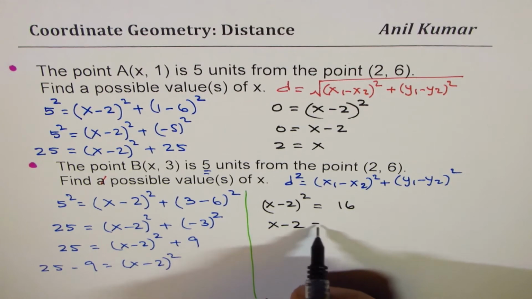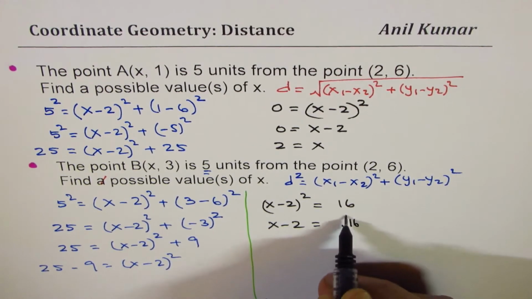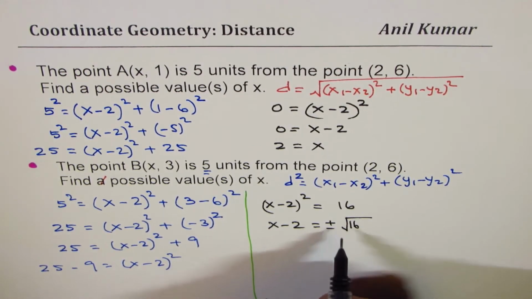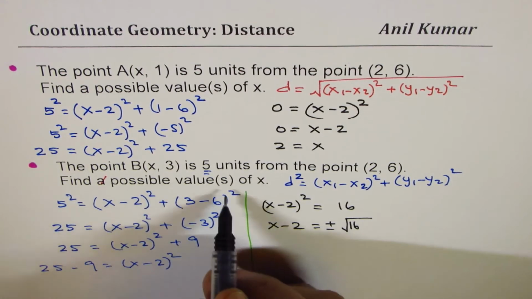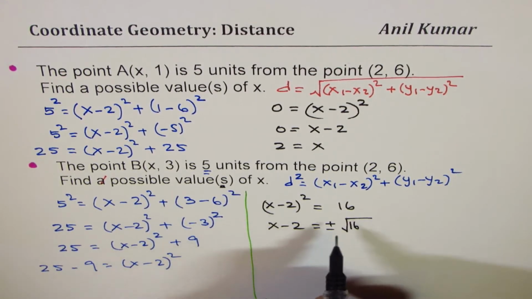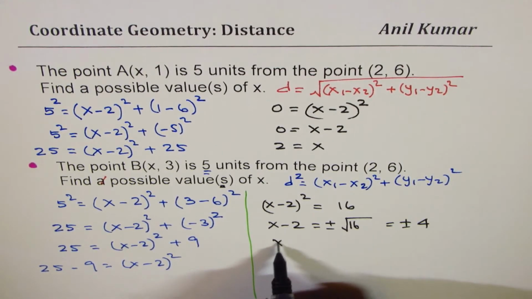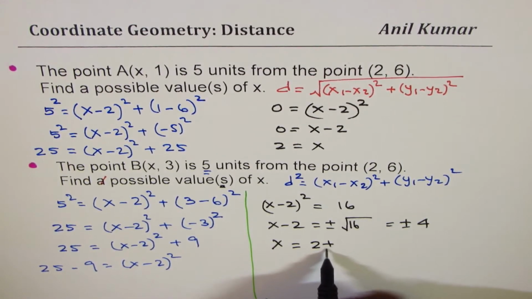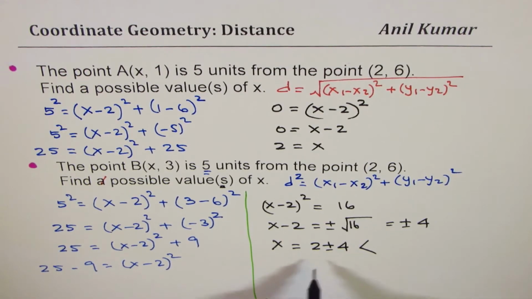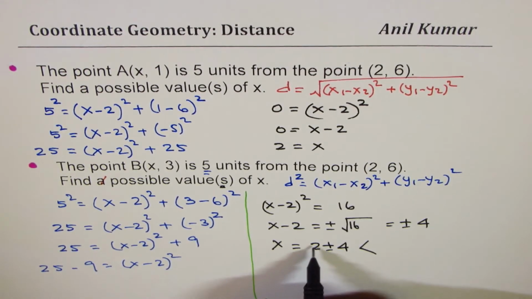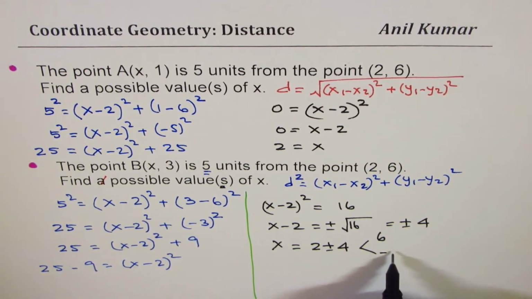So I can say x minus 2 is the square root of 16. Whenever you do a square root, don't forget to write plus and minus, and that's the reason for two values. So which is basically plus and minus 4. So we get x equals 2 plus minus 4. So we get two possible solutions. X could be 2 plus 4, which is 6, or 2 minus 4, which is minus 2. So these are the two possible solutions for the second case.